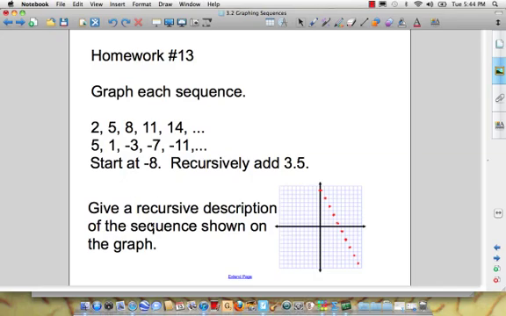And then lastly, go the opposite direction. Here's a picture of a sequence. You give me a recursive description of that sequence.